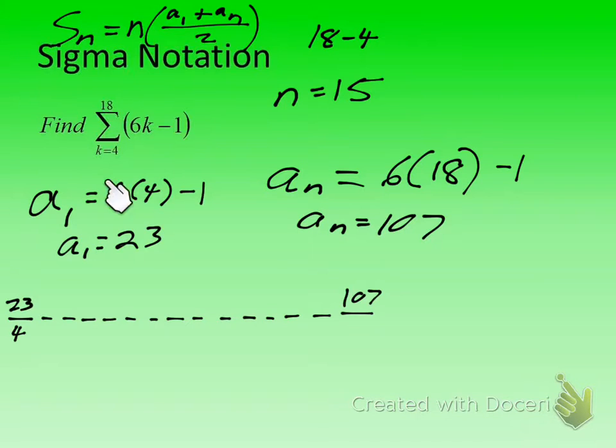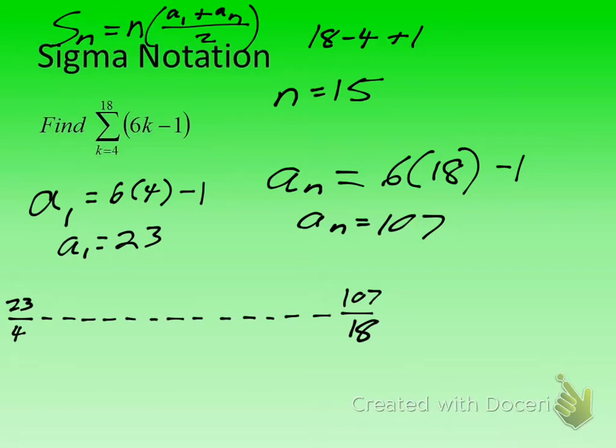Because when you do 18 minus 4, think about this. Last chance to make you not confused. When you do 18 minus 4, you start at 18, you take away 4, and it gives you 14. But you got to count 18 in the sequence because it's part of the sequence. Makes sense? So it's 18 minus 4 plus 1. That will get you how many numbers there are.